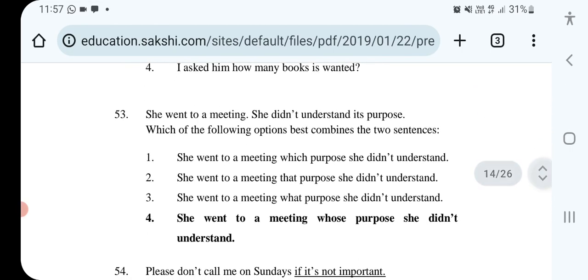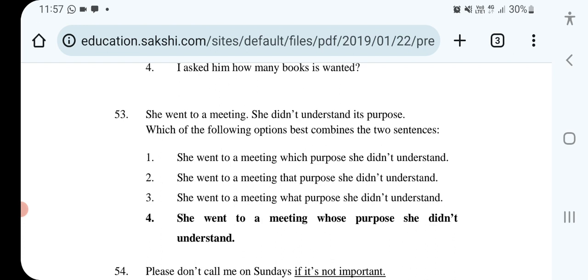She went to a meeting. She didn't understand its purpose. Which of the following options best combines the two sentences? She went to a meeting. Whose purpose? She didn't understand. She went to a meeting. She didn't understand its purpose.